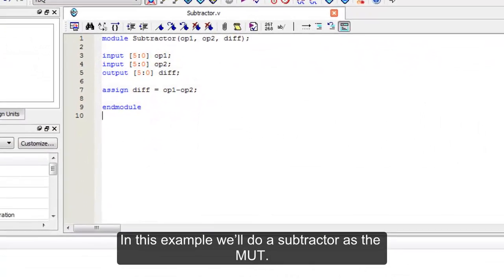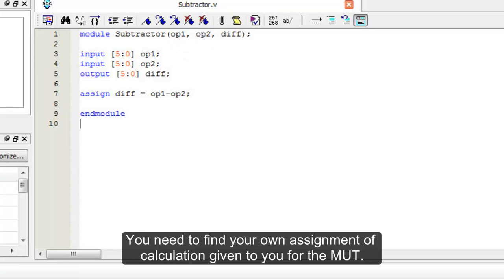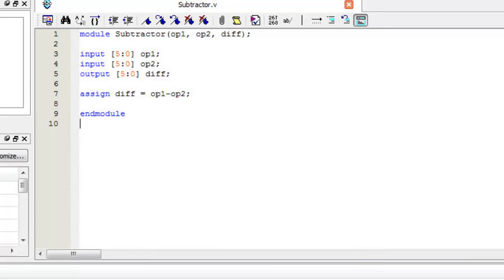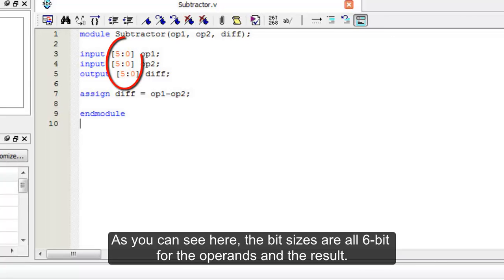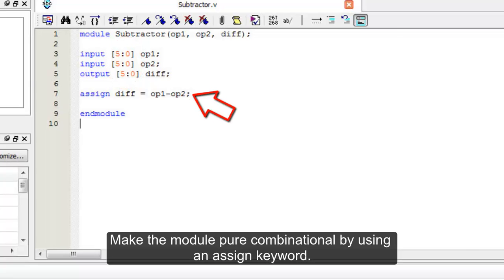In this example, we will do a subtractor as the MUT. You need to find your own assignment of calculation given to you for the MUT. As you can see here, the bit sizes are all 6-bit for the operands and the result. Make the module pure combinational by using an assign keyword.